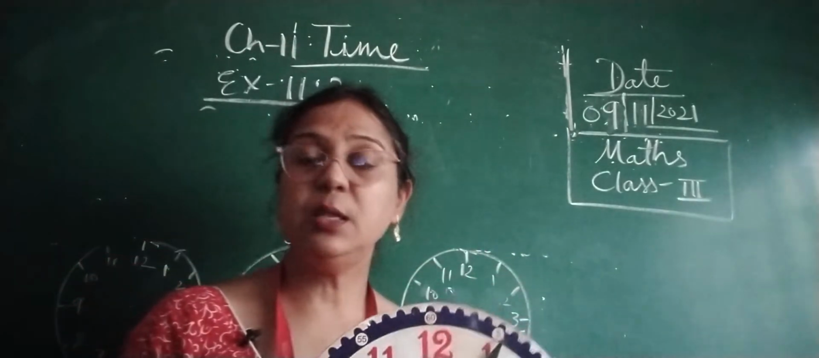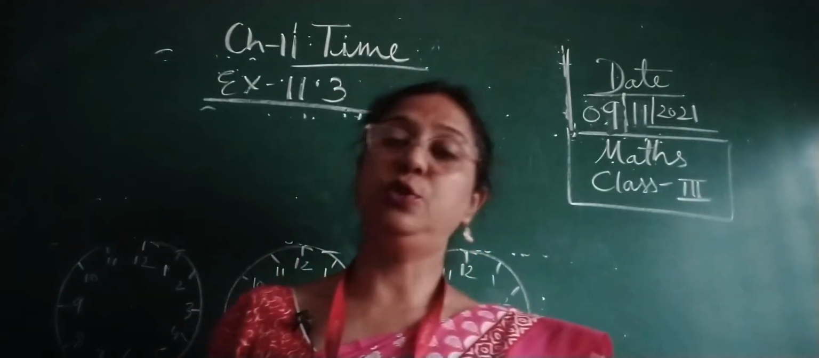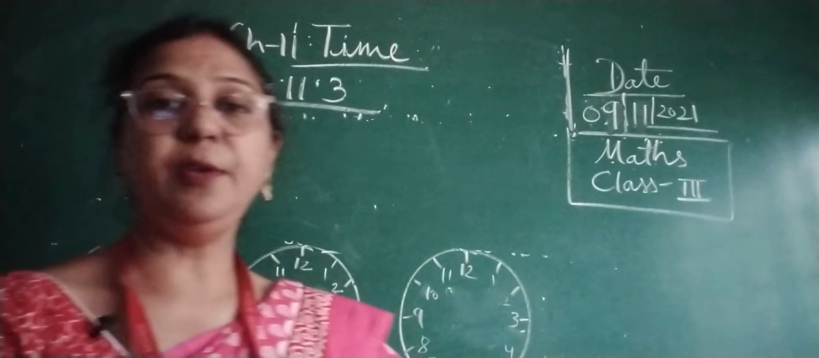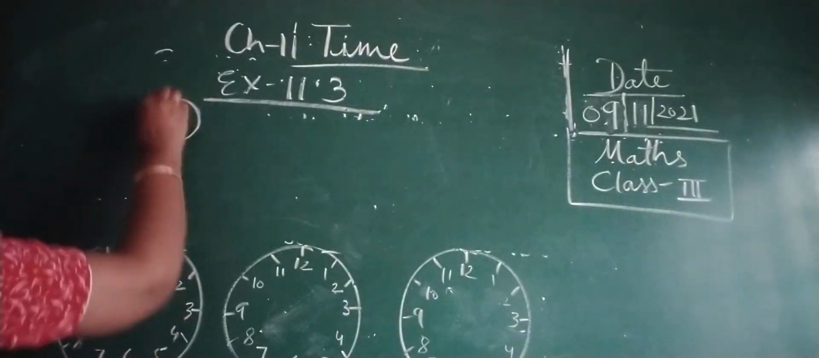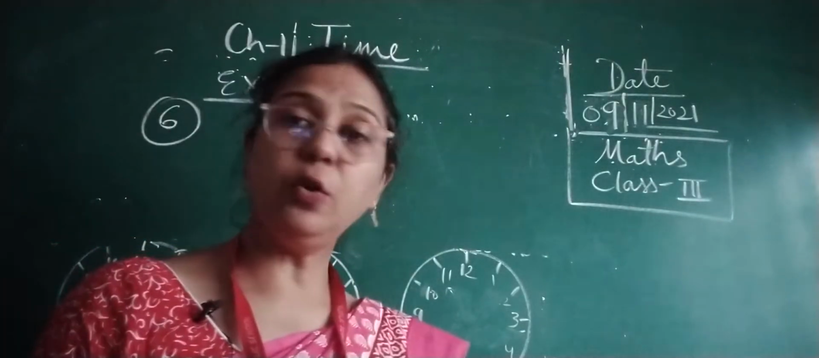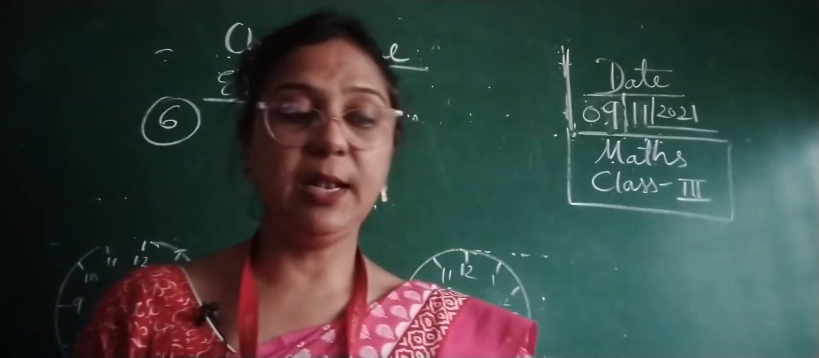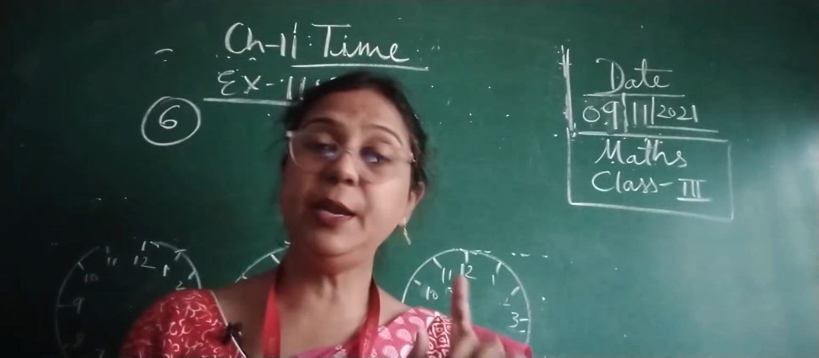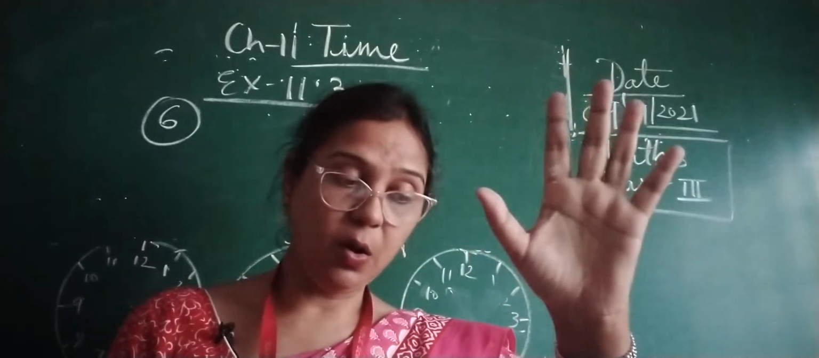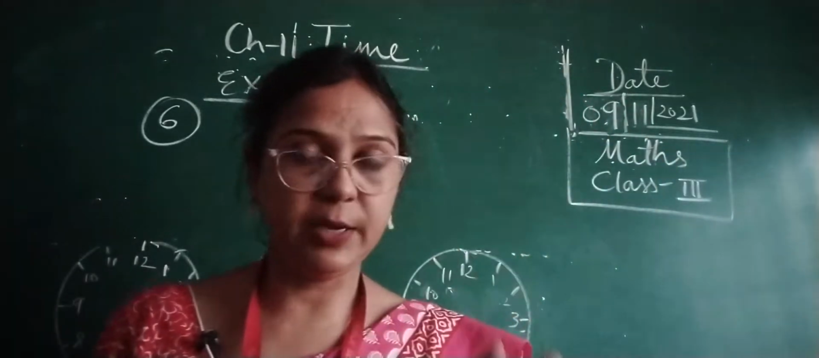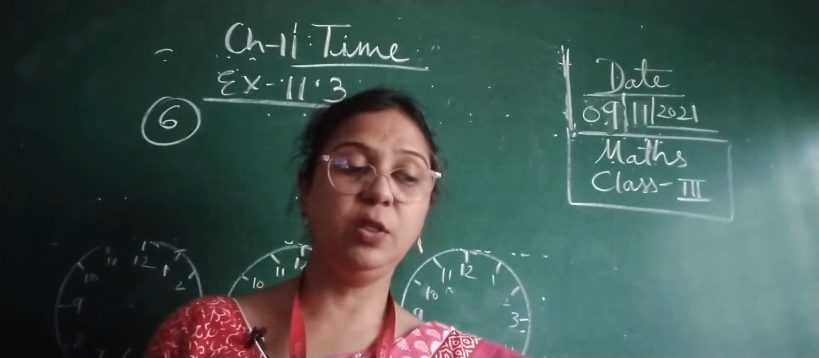So we will be continuing the same exercise, and today we are going to complete our 6th question of exercise 11.3. Before writing the question, I will read it. Look at the watches on the left and write the correct time to complete the sentence. First we will watch that clock, and after that we will write the correct time. Then draw hands on the watch given on the right.